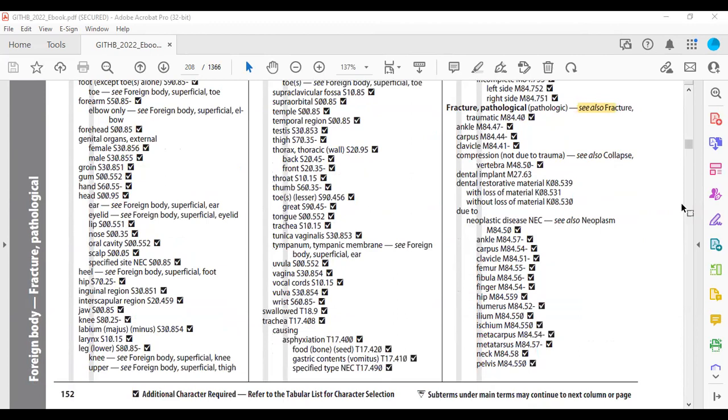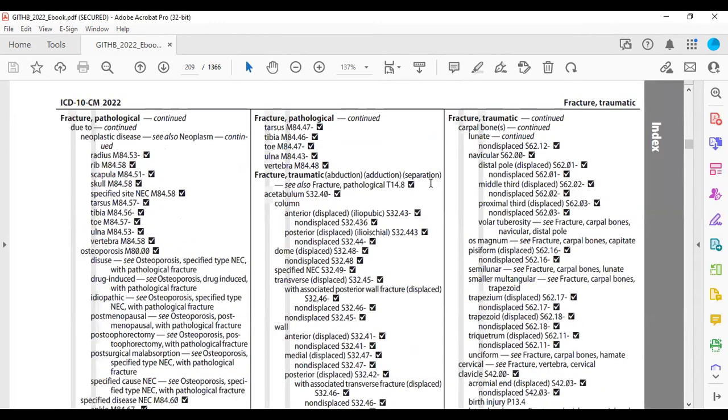Then we get into the traumatic fractures, and you can see these right over here. You can see how it goes: fracture, traumatic, and then again, the subterms are all in alpha order.